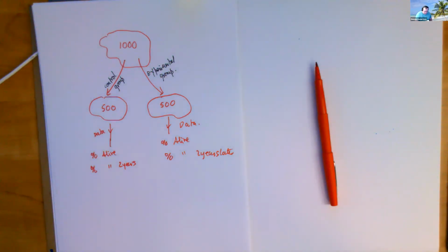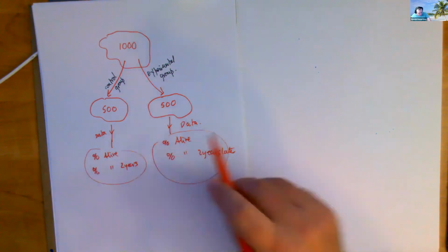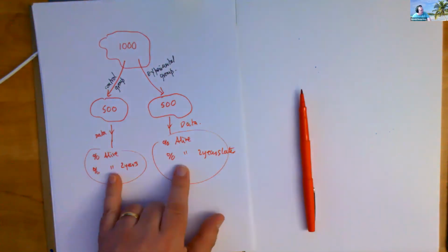So you collect the information and then you compare the two groups. And sometimes both groups are pretty much the same, which means that the new drug is not doing anything better or worse than the old drug.